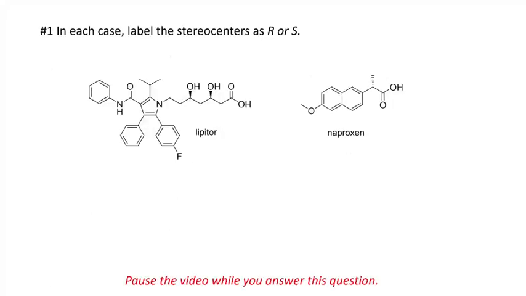Okay, here we go. Number 1. In each case, label the stereocenters as R or S. Take your time, pause the video, see if you can get these 3 stereocenters, and then I'll talk about them.